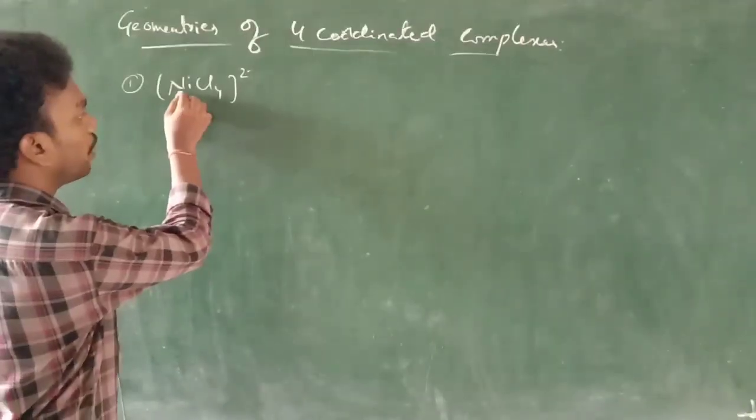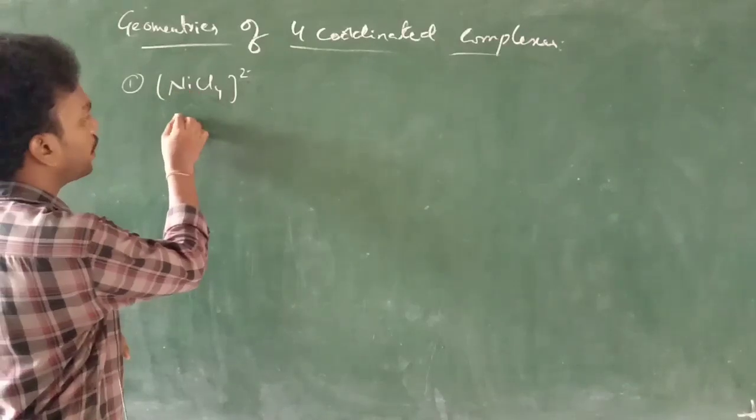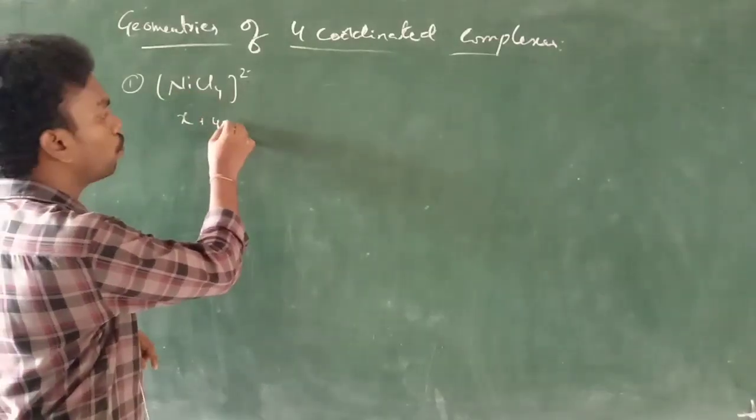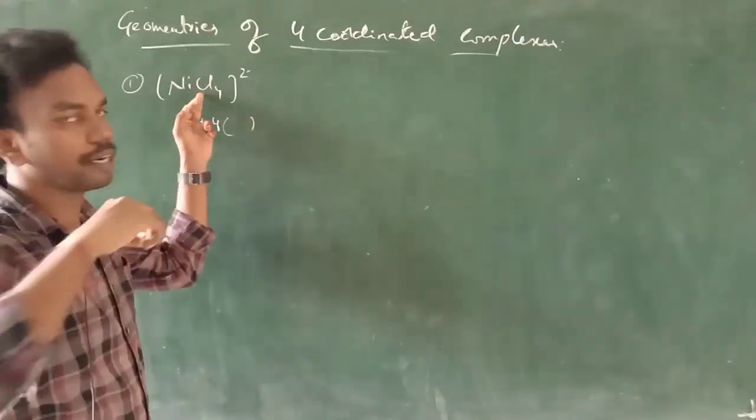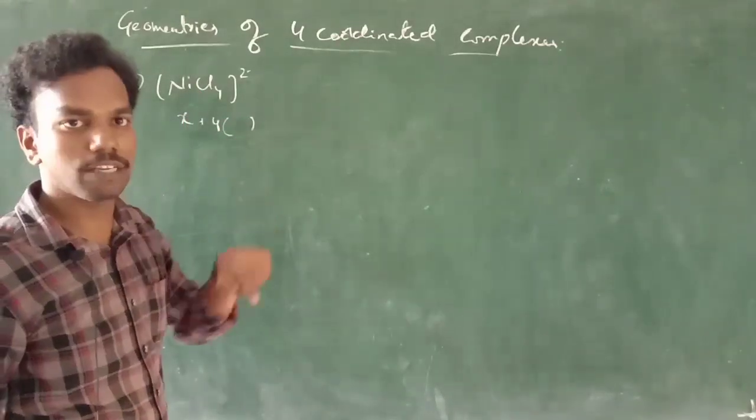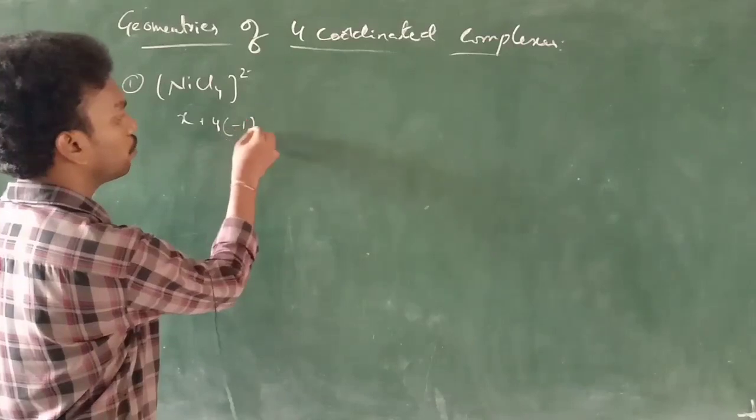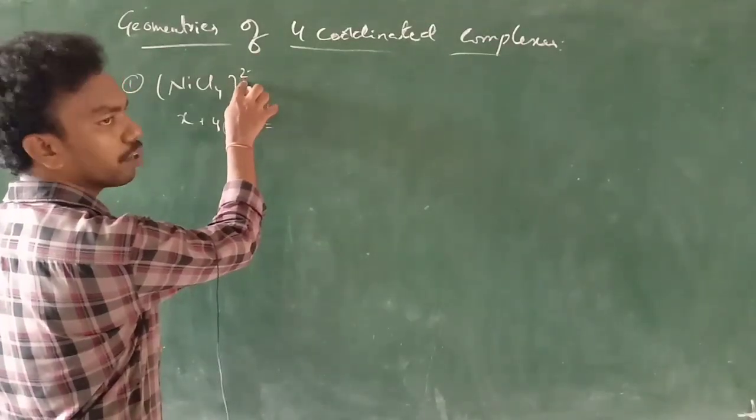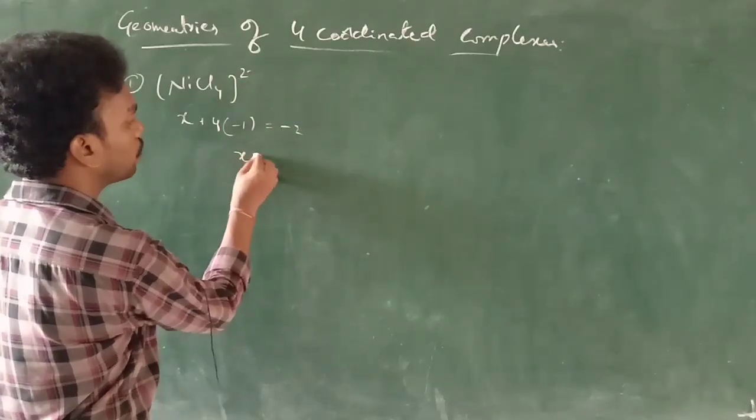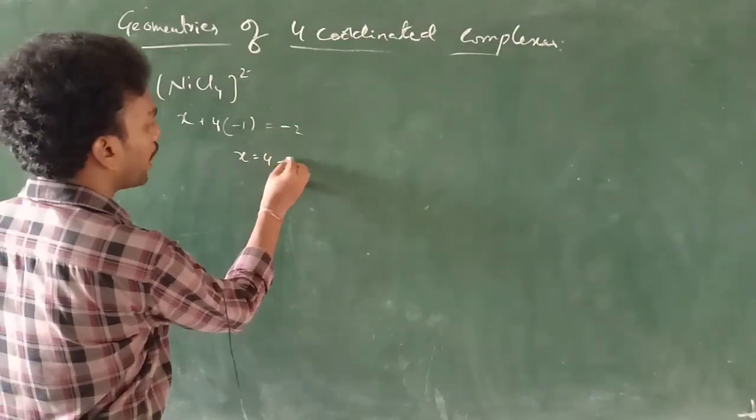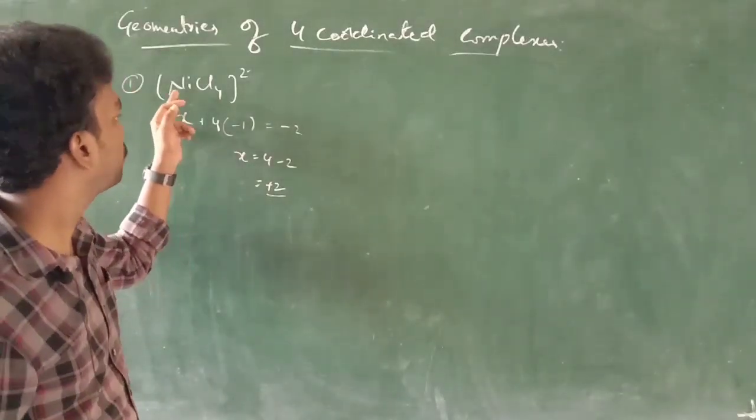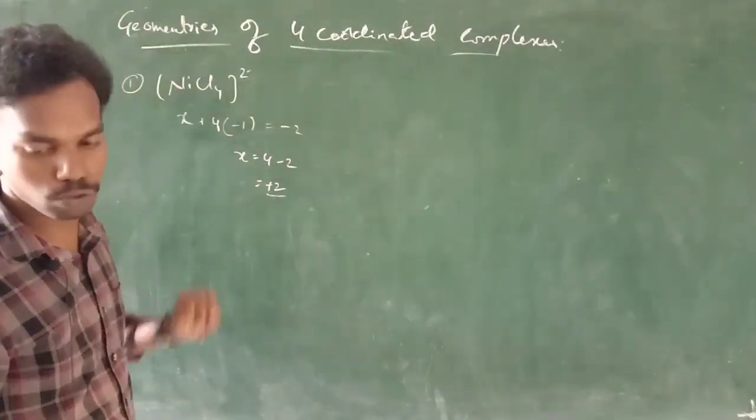Now, what is the oxidation state of nickel here? You just calculate. Let us assume X plus 4 times the charge on each ligand. We have 4 chlorine ligands, each with a negative charge, minus 1, which is equal to the overall charge over the coordination sphere, that is minus 2. So X equals 4 minus 2, X equals plus 2. So the oxidation state of nickel in this complex is plus 2.